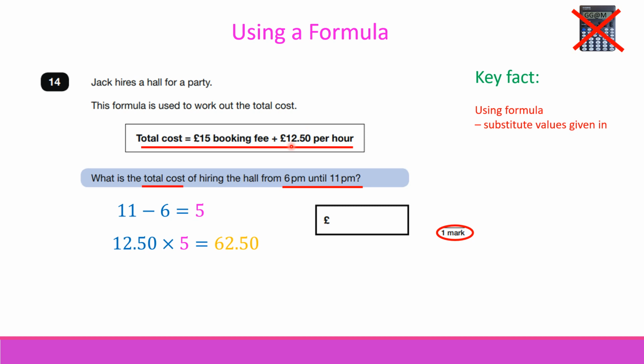Now we know that it's going to cost £62.50 for this section of the formula, and there is a £15 booking fee, and it says we've got to add them together. So I've got to do my £62.50 plus on the £15 booking fee. So 60 plus 10 gives me 70. 2 plus 5 gives me 7. So my final answer is £77.50 for the 1 mark. Give yourself a big tick if you got this correct. Great work, everyone. Well done.